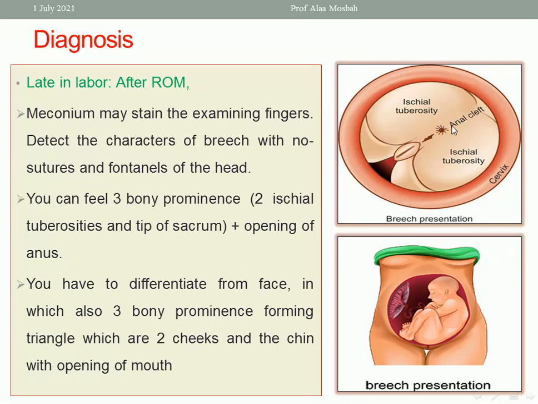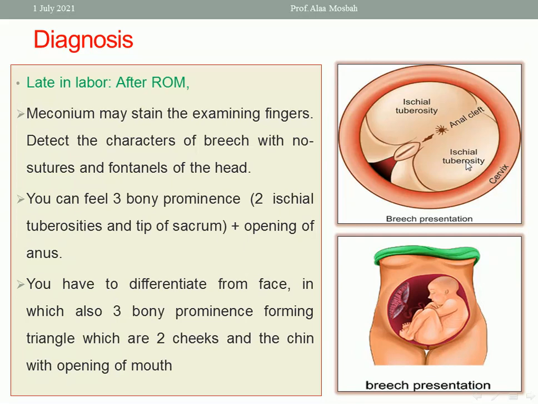And this should be differentiated from face presentation, because in face presentation there are also 3 bones, 2 maxillary bones and the chin. So this is 3 bones and an opening, which is the mouth. If accidentally you put a finger inside the mouth, there is suckling in case of face presentation. But when you examine a case suspecting breech, don't put your finger inside the opening. You may injure the anal sphincter. So don't put your finger inside the opening.